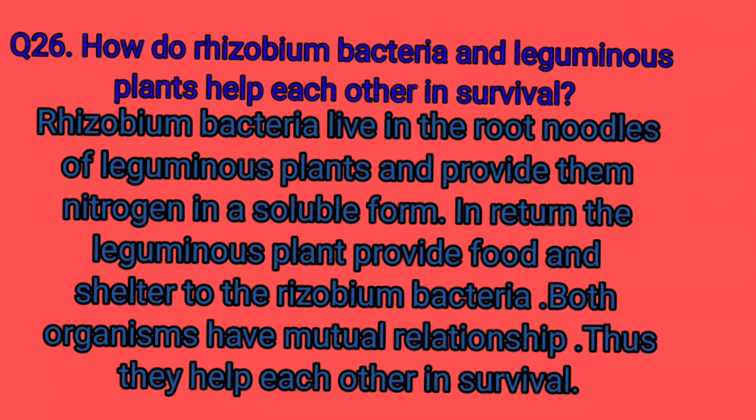How do rhizobium bacteria and leguminous plants help each other in survival? The answer is, rhizobium bacteria live in the root nodules of leguminous plants and provide them nitrogen in a soluble form. In return, the leguminous plants provide food and shelter to the rhizobium bacteria. Both organisms have a mutual relationship, thus they help each other in survival.